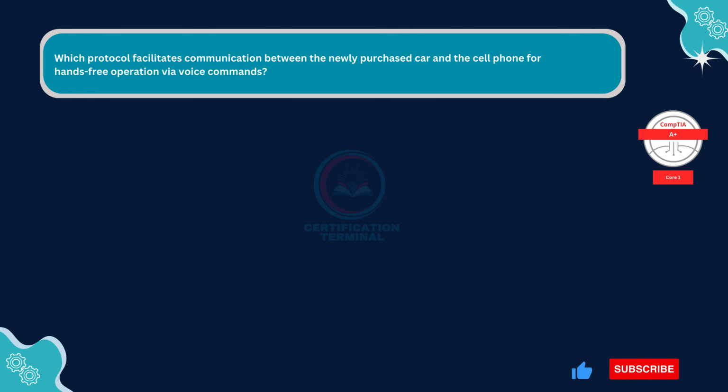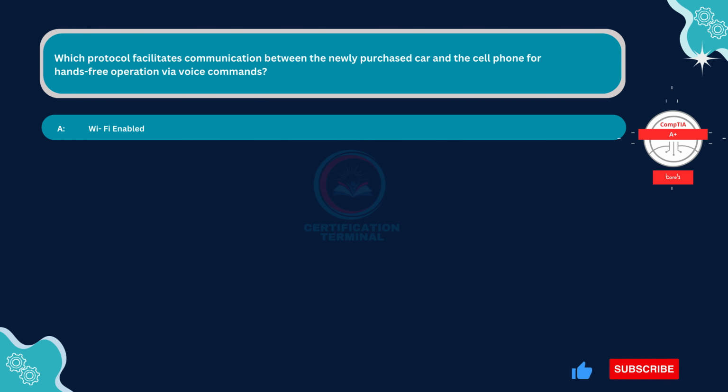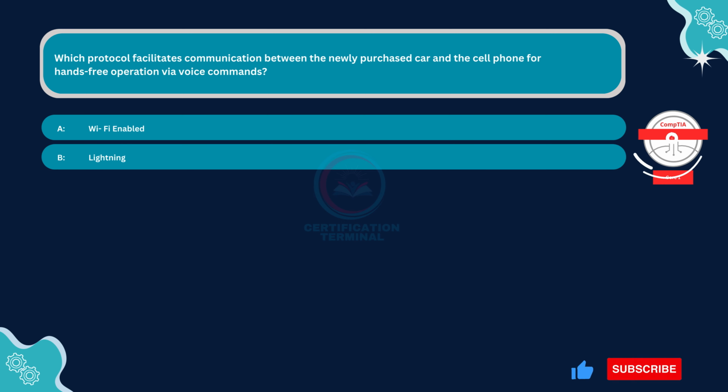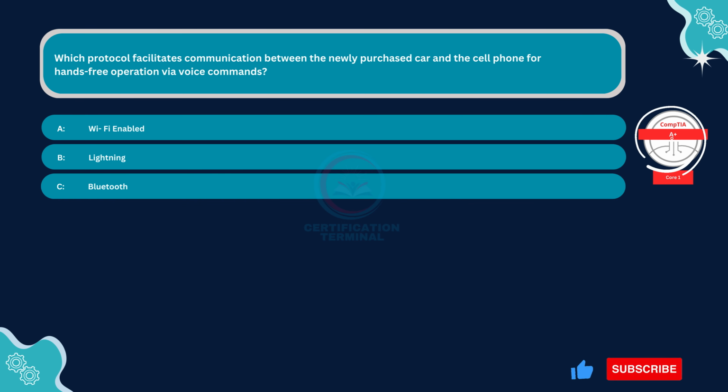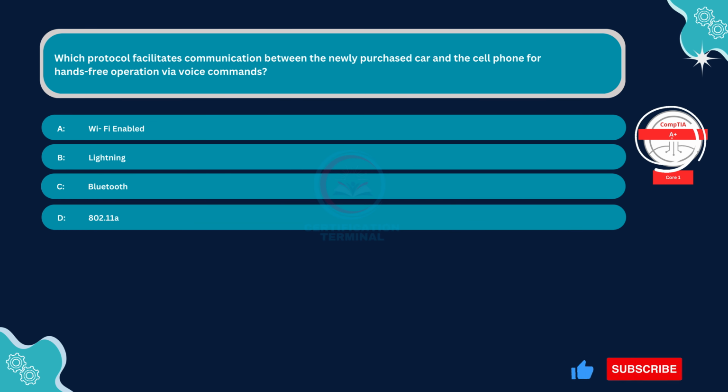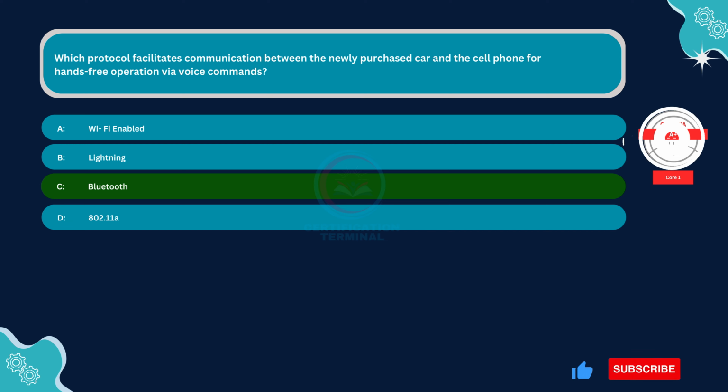Next question. Which protocol facilitates communication between the newly purchased car and the cell phone for hands-free operation via voice commands? Option A, Wi-Fi enabled. Option B, Lightning. Option C, Bluetooth. Option D, 802.11a. The correct answer is Option C, Bluetooth.